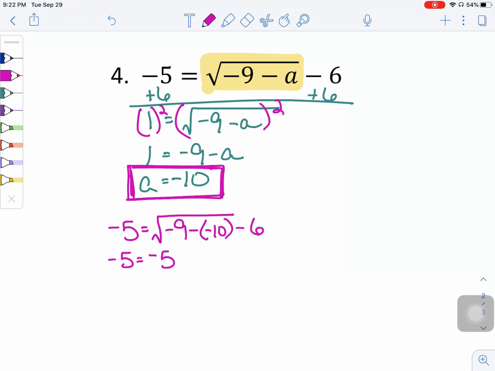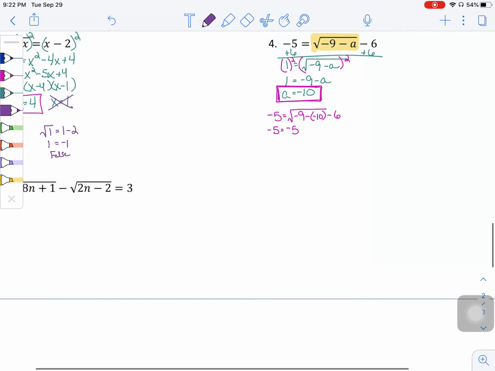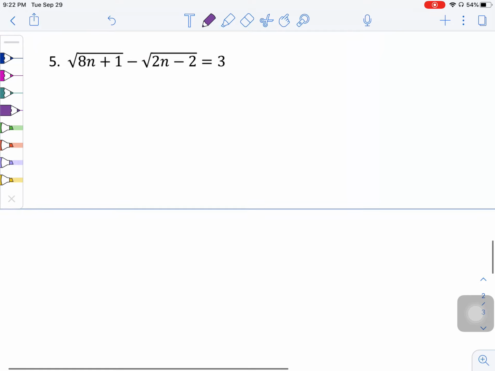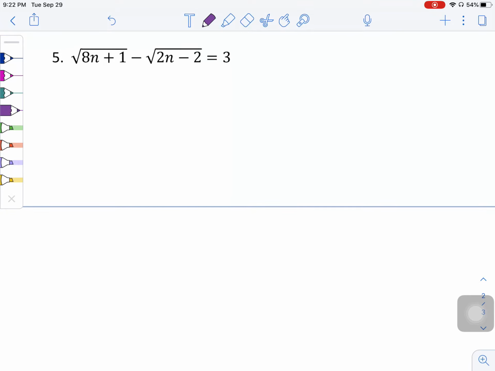Okay? All right, we've got one more to talk about here, and it is the special treasure. You've got 2 roots. And unfortunately, you can't just square the left side and eliminate both roots. It's not how the squaring function works. So we want to isolate one of the 2 roots. I'm going to go ahead and take this root and move it to the right side. Okay, so I'm going to have the square root of 8n plus 1 equals 3 plus the square root of 2n minus 2.